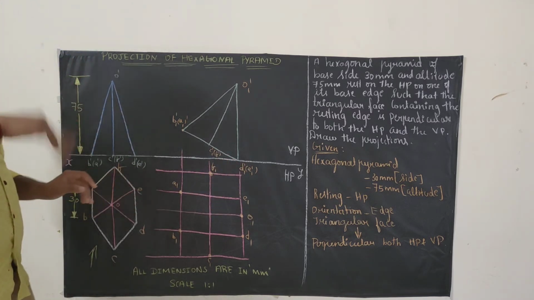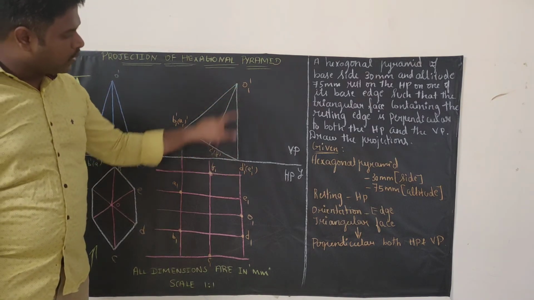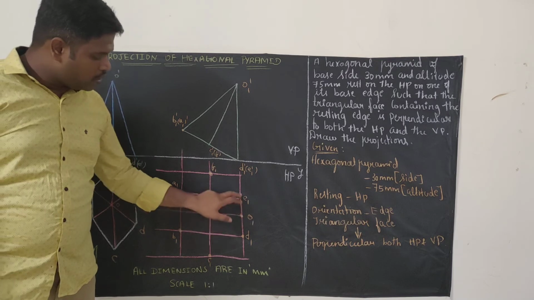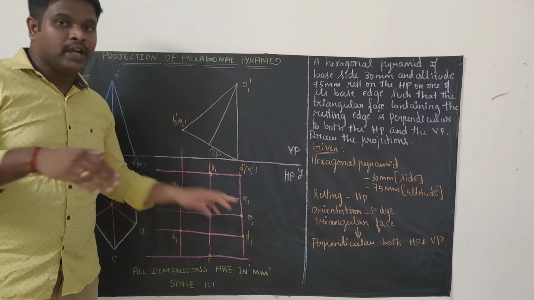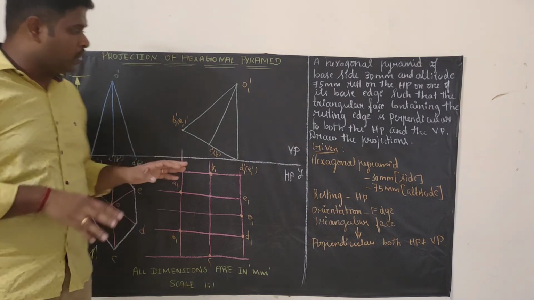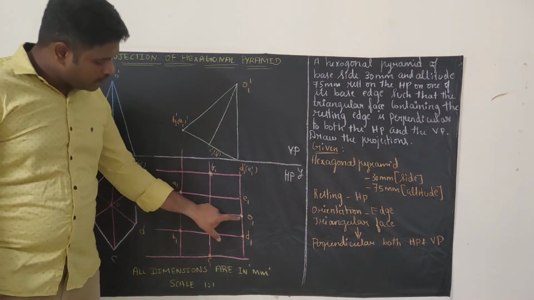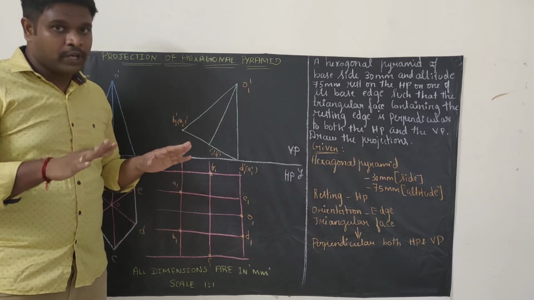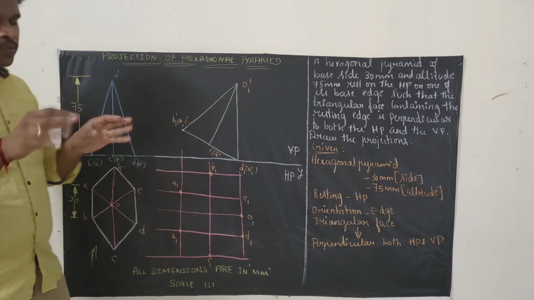Identify what are the points connected to it. See here, OD and OE. When we see from here, the problem is that OE and OD are coming outside the outer edge of the object, so they should be shown visible only. We can't show OD and OE hidden since they are the outer part of the body, the outer part of the solid, so they should be visible.